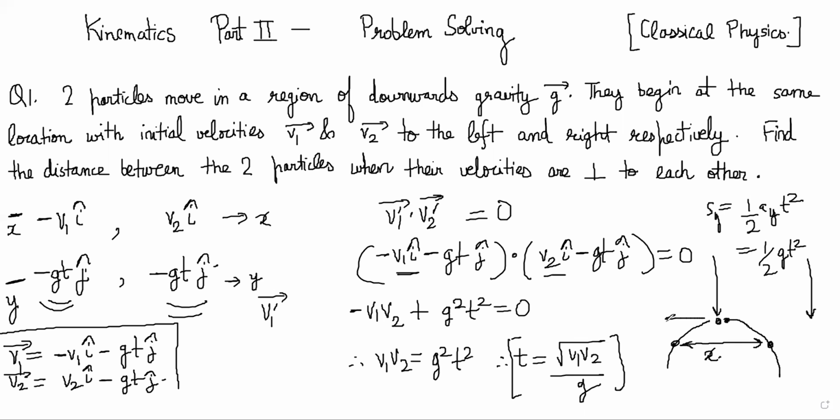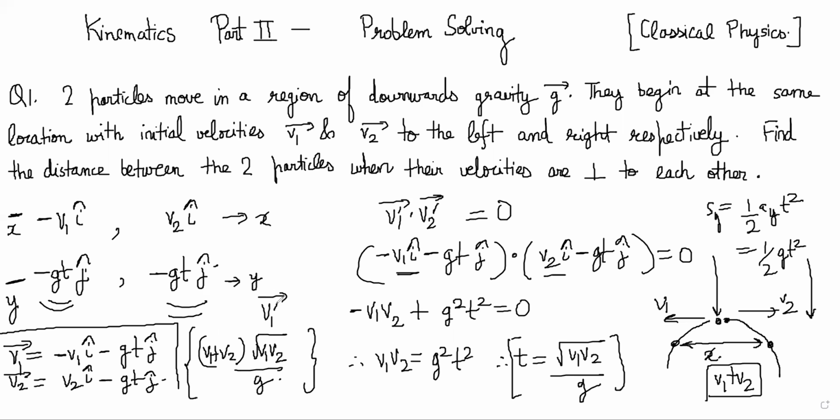So since one of them is going at v1 like this and one of them is going at v2 like this, the relative velocity between them is simply v1 plus v2, right? The relative velocities get added. The total relative velocity by which they are separating from each other is v1 plus v2, and the total time is root over v1 v2 by g. So the total separation finally at that instant will be simply v1 plus v2 multiplied by root v1 v2 by g. So that is the answer.